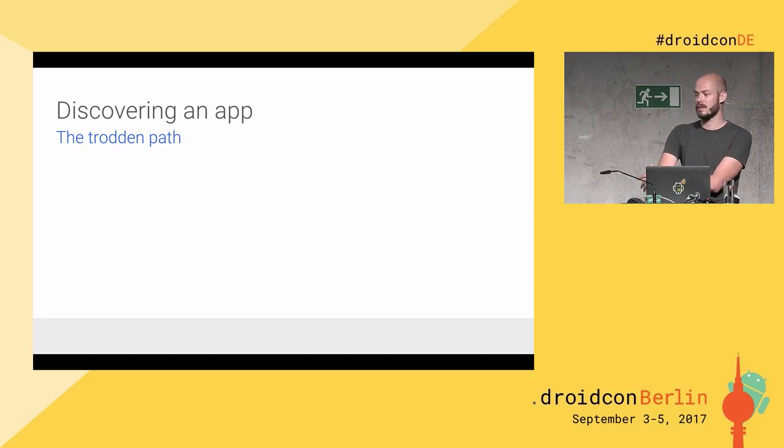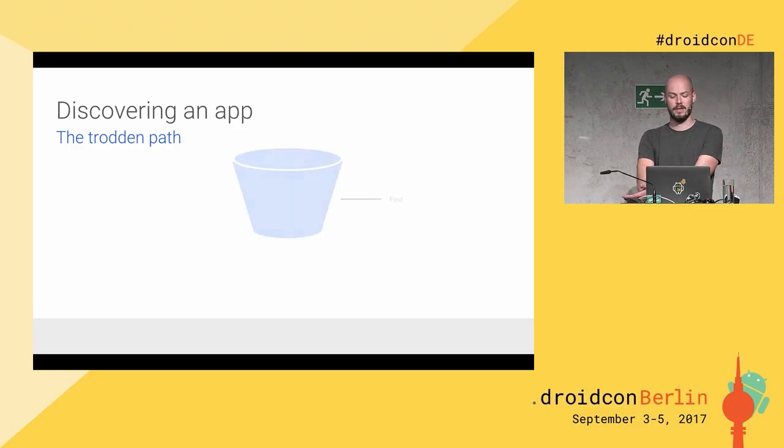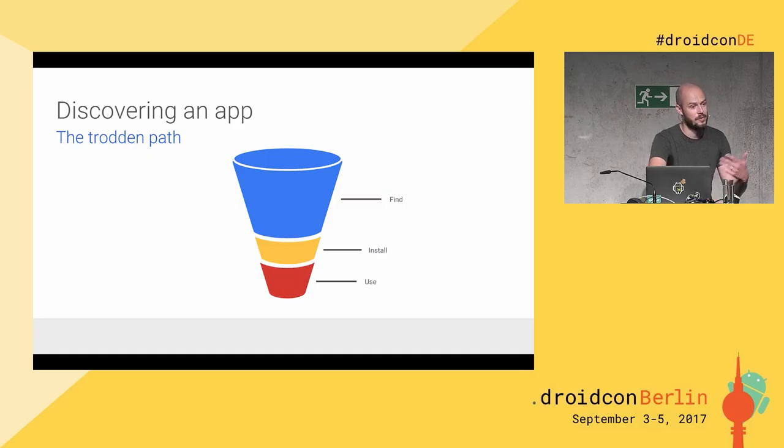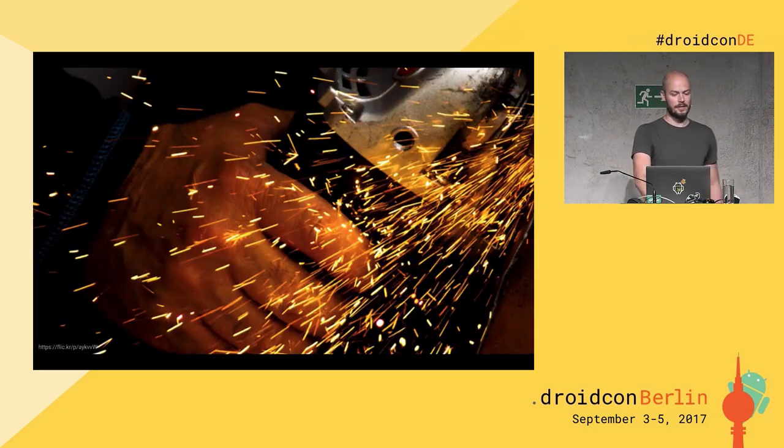Just to make it a little bit more clear, what happens on the trodden path is that the user has to find your app, and then they have to install it, and they have to use it, which is the one thing why we actually make apps: we want people to use them and make their lives easier. So there is a lot of friction involved. So we decided to reduce it a little bit.